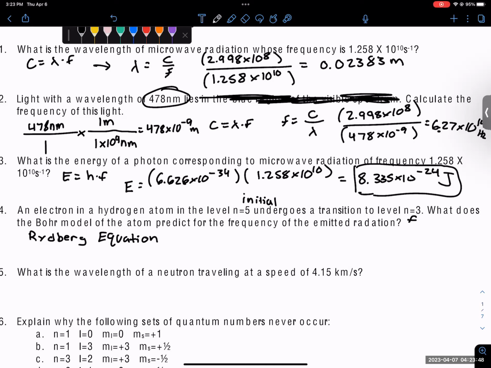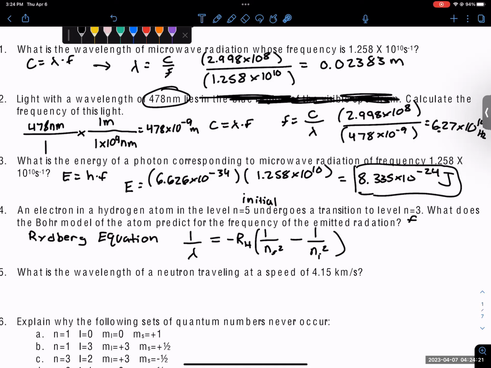And the Rydberg equation is 1 over lambda equals negative RH times (1 over n final squared minus 1 over n initial squared), where our n final is n equals 3 and our initial n is n equals 5. So let's see what we could do here.